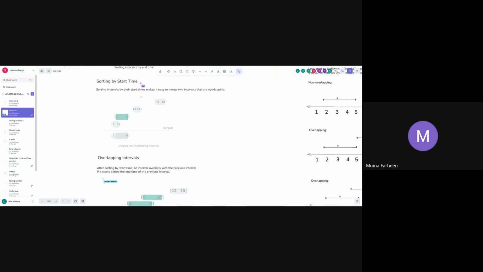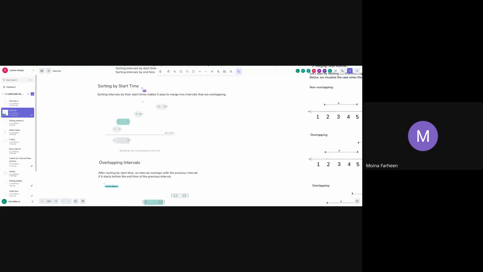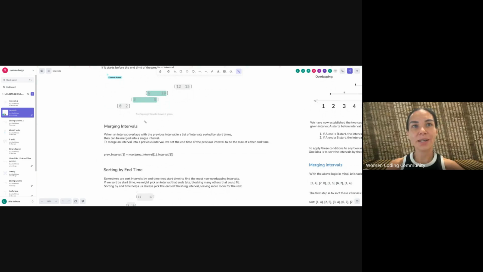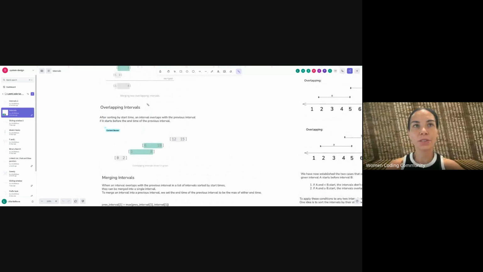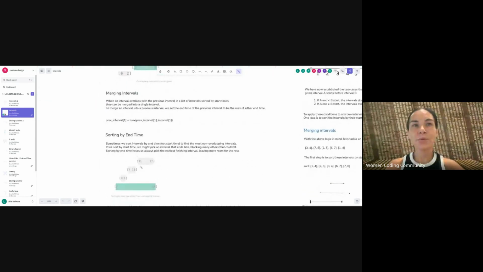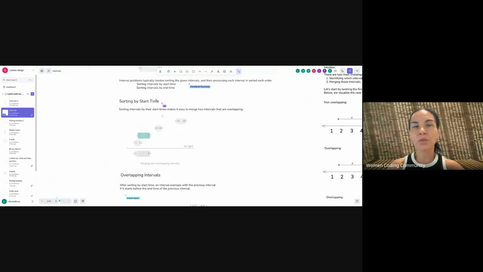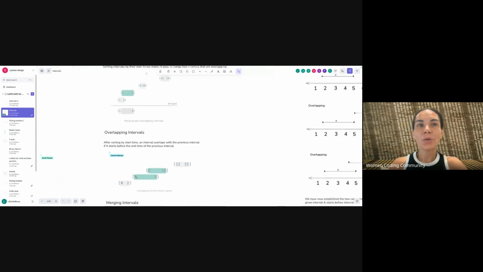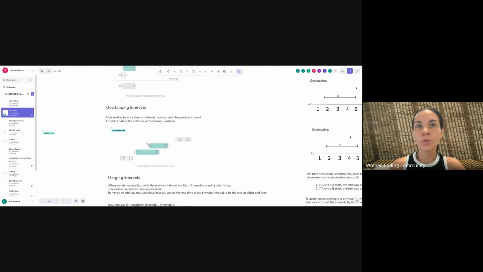Okay. What do you mean by merging them? Yeah, I will come to merging intervals. I will explain what overlapping intervals are first, and then we will come to when we need to sort them by end time, because most of the tasks are usually sorted by start time. Okay. So now just quickly we'll cover what overlapping intervals mean.